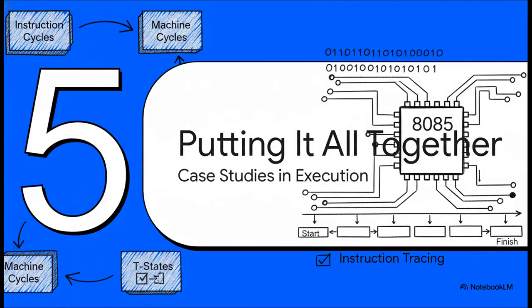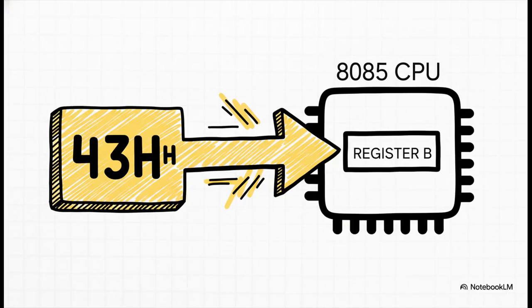All right, so now we have all the building blocks, right? We've got the big instruction cycle, the smaller machine cycles, and the tiny T-states. Let's put it all together and see how this actually works by tracing a couple of real 8085 instructions from start to finish. Our first case study is a really common one.